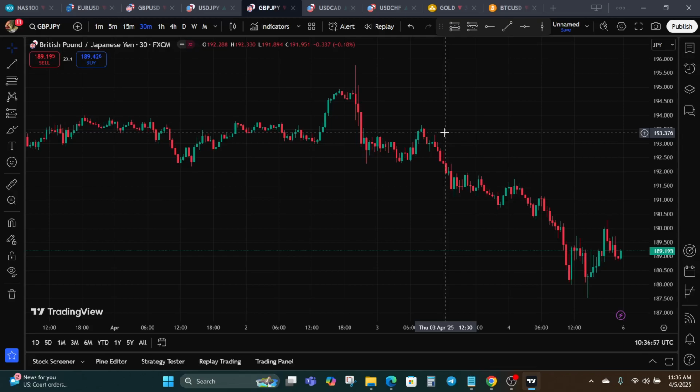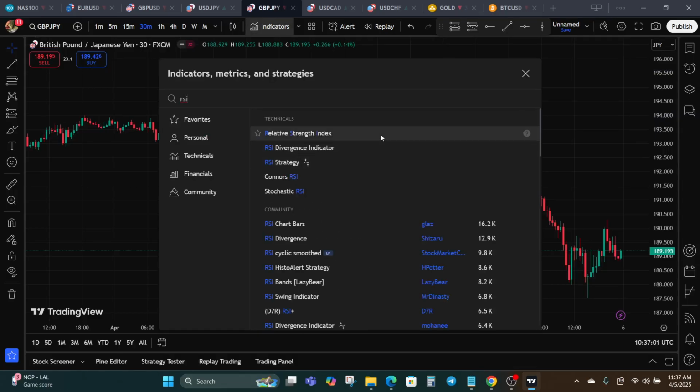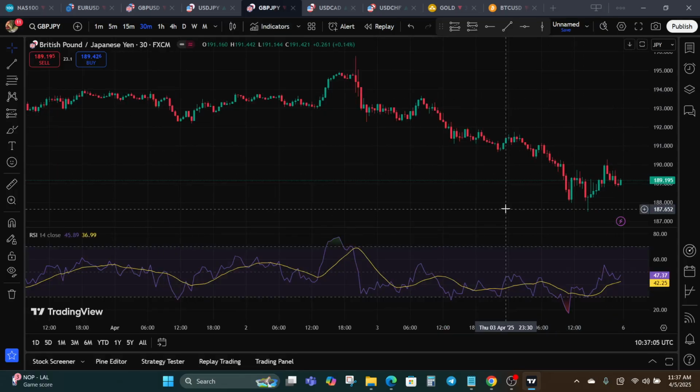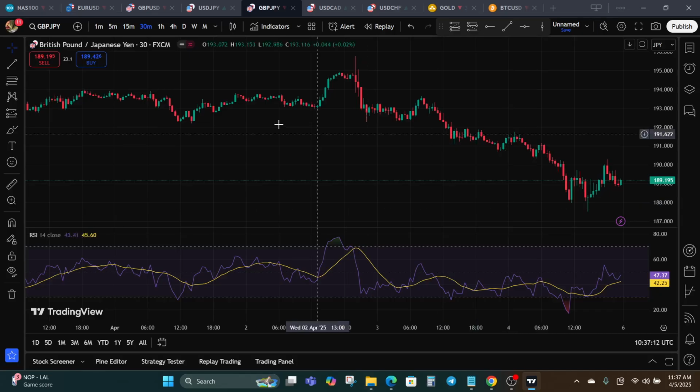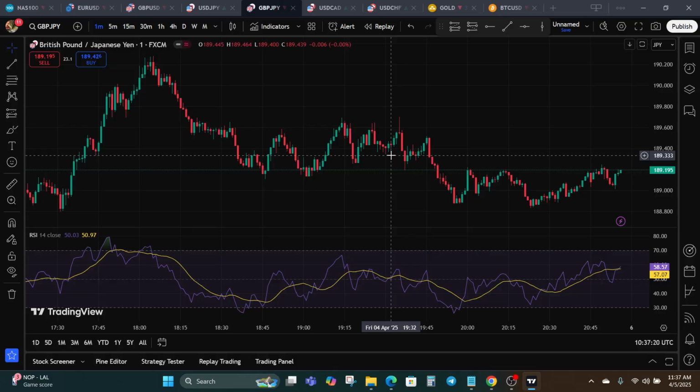It is based on the relative strength index. Let's just add the RSI to the chart. The RSI is actually one of the most widely used indicators in Forex trading, and when combined with the 1 minute time frame, it can help you spot high probability entry points. Remember that as a scalper, you are looking for quick trades. You are looking for quality, fast-paced trades.